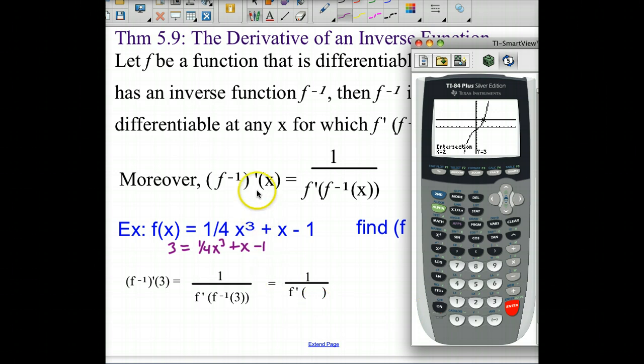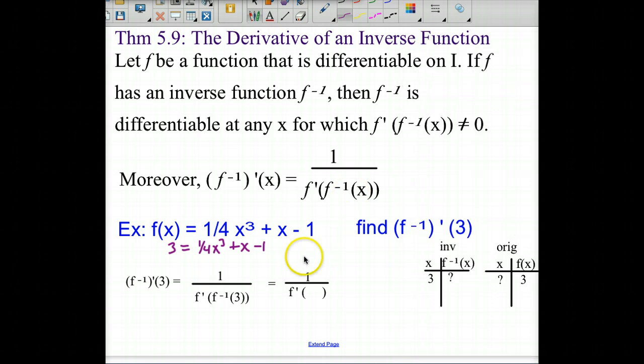It intersects at 2. So I know that x will equal 2. So when the y value is 3, I know the x value is going to be a 2. So in the inverse, if the x value is 3, the inverse function at 3 will be 2. So now I know that this part equals 2. Now I need to find the derivative of the original function at 2. All right, let's go back to the original function and find the derivative.